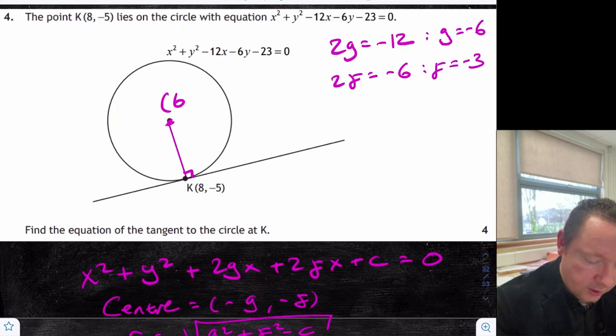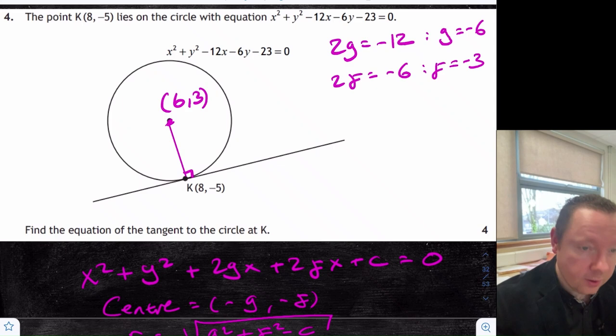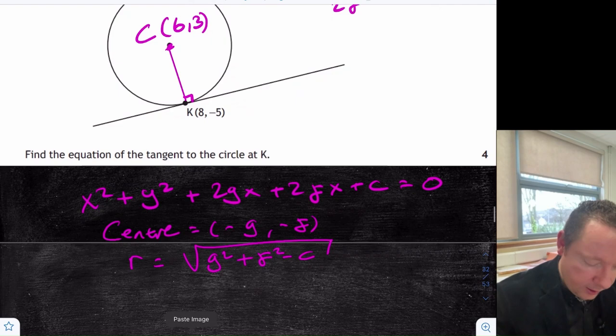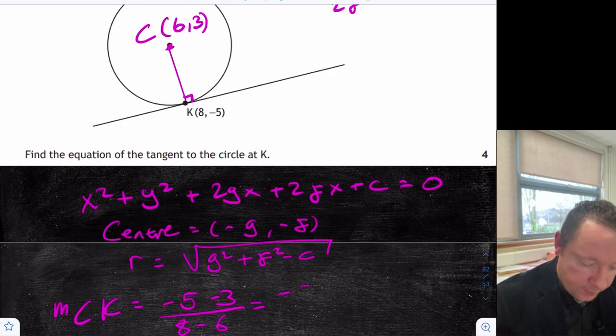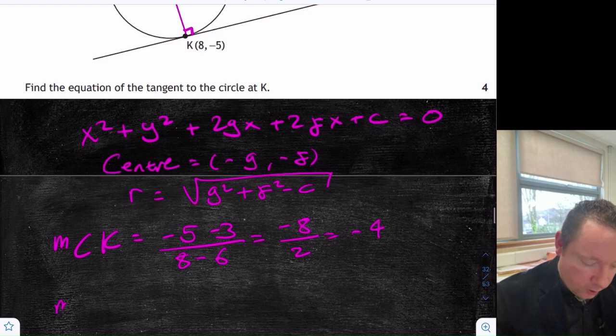Once we've got our centre, let's call it C, we can find the gradient between C and K. It's minus 5 take away 3 on the top and 8 take away 6 on the bottom. Minus 5 take away 3 is minus 8 over 2, which is minus 4. So the gradient of our perpendicular equals a quarter, since m1 times m2 equals minus 1. Our point is 8, minus 5 for K.